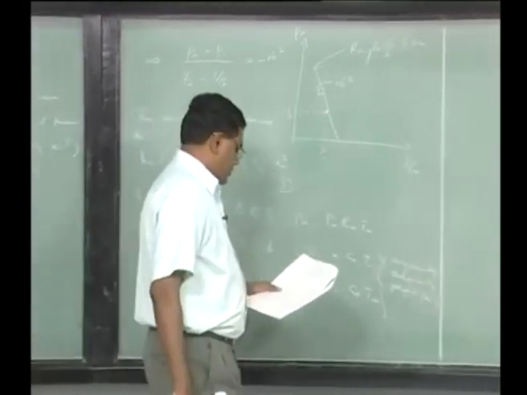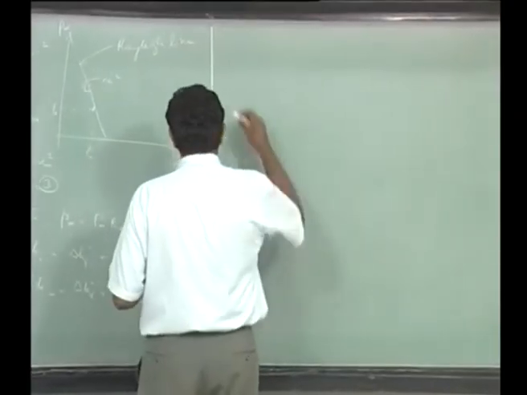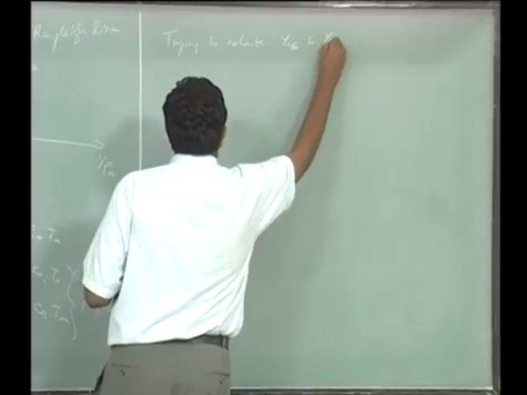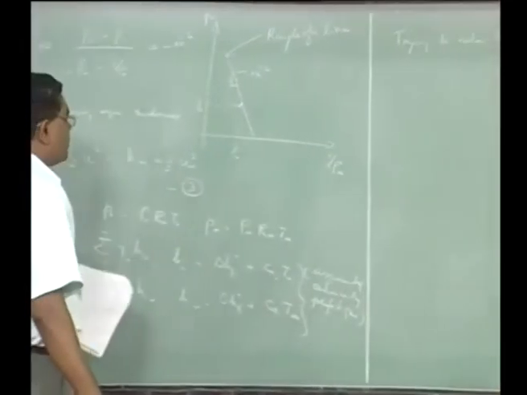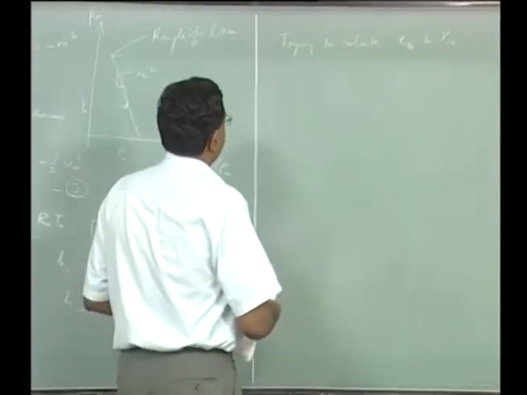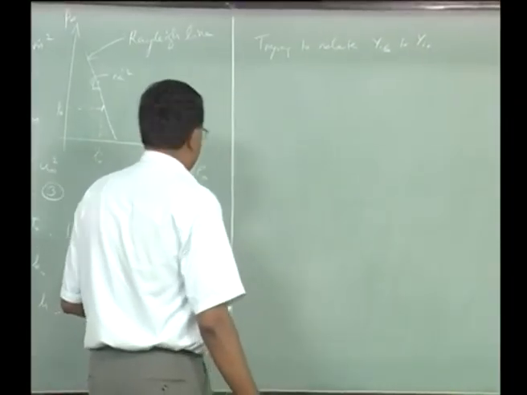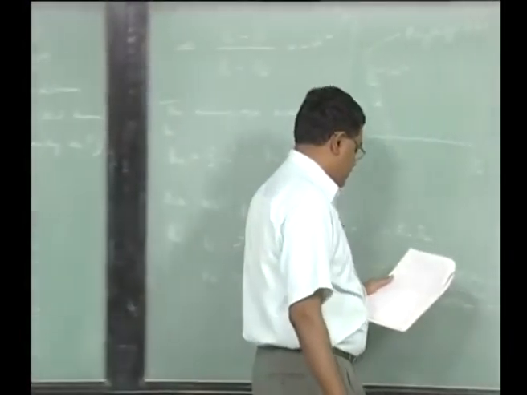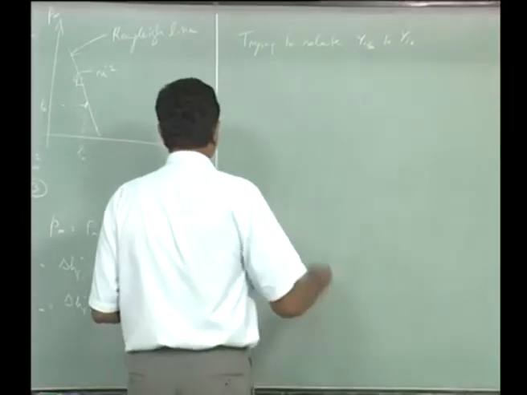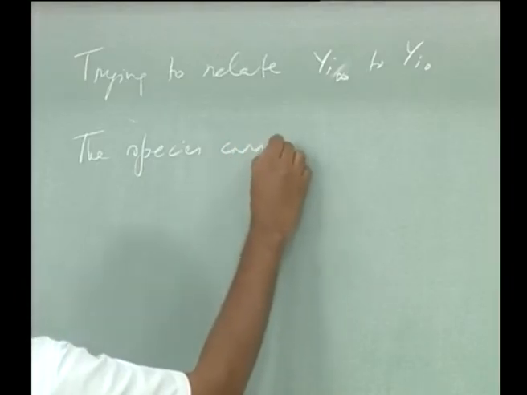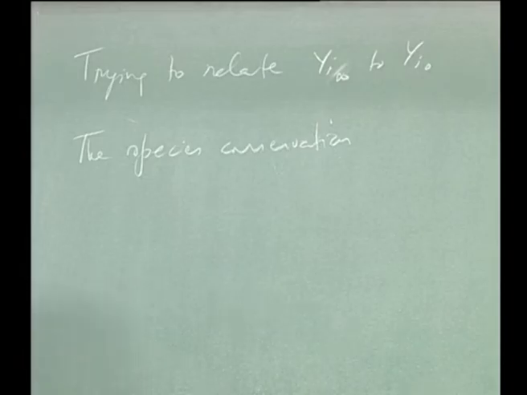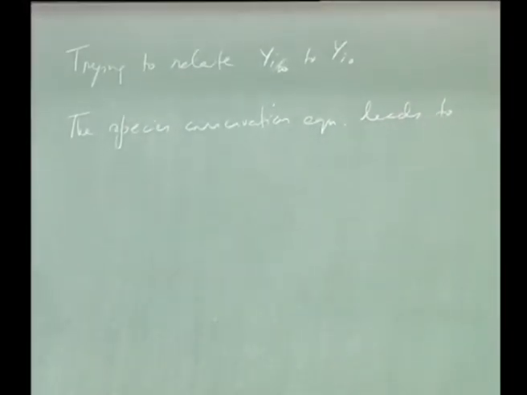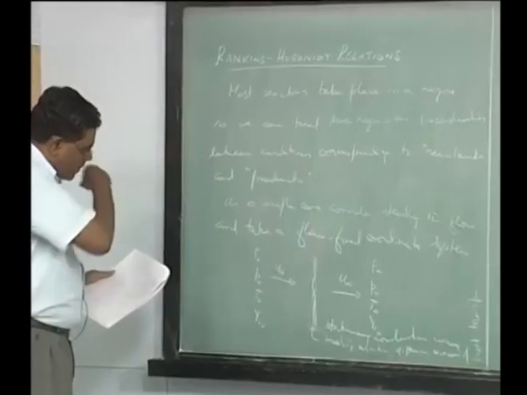So we will try to relate yi infinity to yi naught, right. How do you do this? So let's now try to integrate the species conservation equation across the discontinuity, right. So if you now try to equate the species conservation, then the species conservation equation leads to, notice what we had.